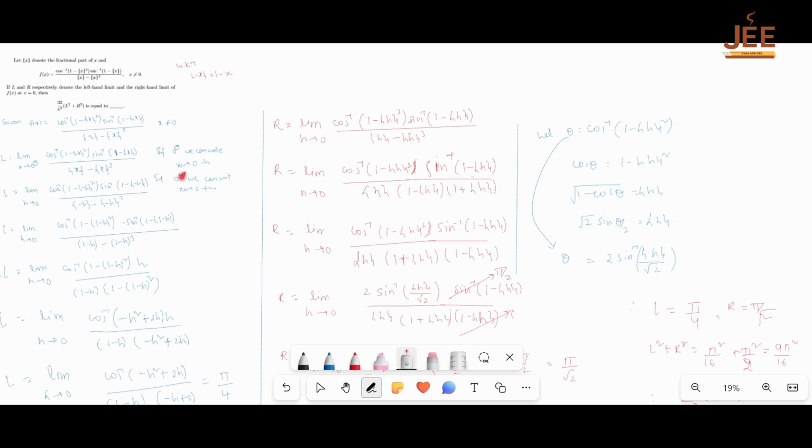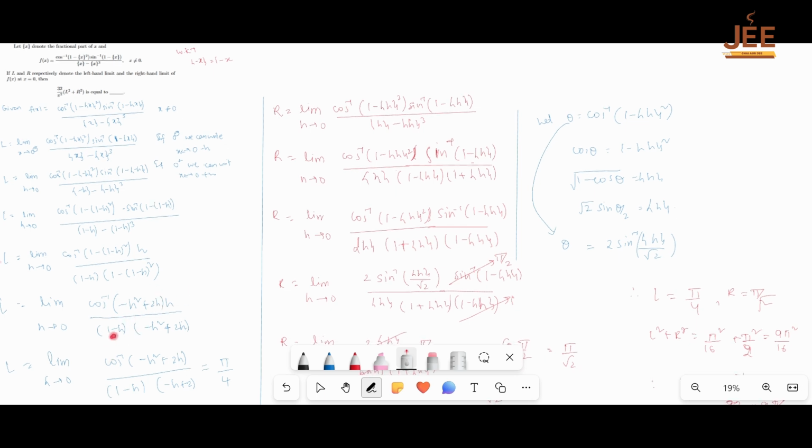So after applying this, we will get limit h tends to 0 of cos inverse of minus h square plus 2h, into h upon 1 minus h times minus h square plus 2h. The h cancels, and we'll get the left hand limit value as pi by 4.